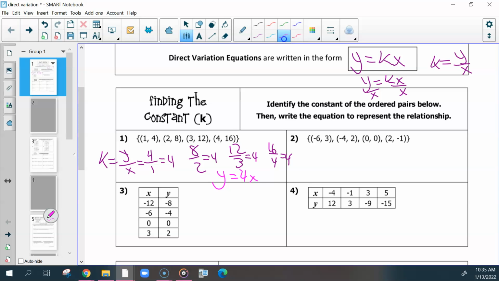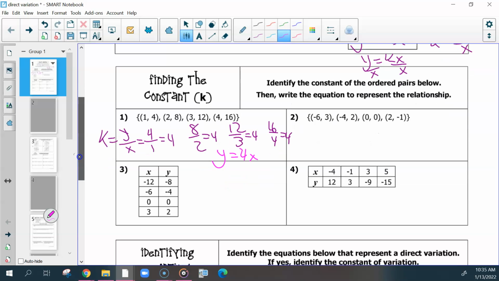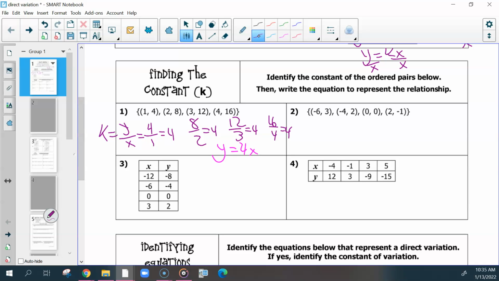We're going to skip into number 3. Number 3 is not on a table, but we're still doing the same thing. We're doing y over x. So in this case, that would be negative 8 over negative 12. And then we could simplify that. Divide both by negative 4, or 2/3. So every time we divide, it would need to be 2/3 in order for this to be a direct variation. Negative 4 divided by negative 6 would simplify to be 2/3.